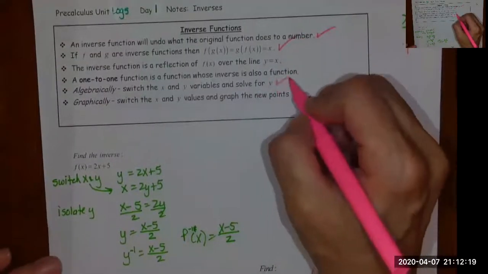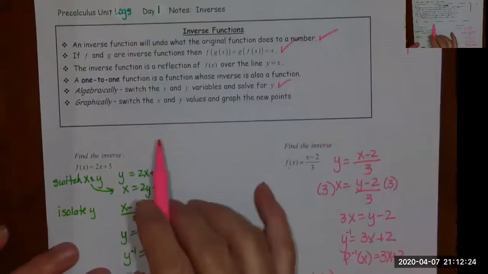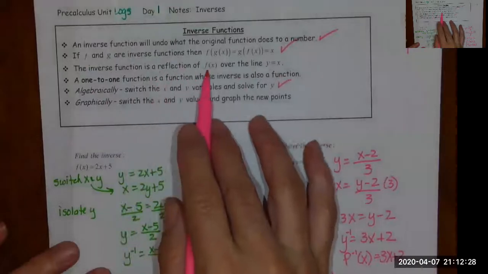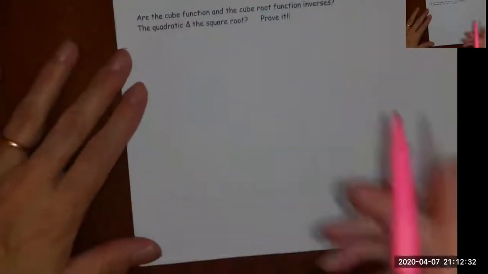We looked at algebraic and we looked at numeric. Now I want to look with you, the inverse of a function is the reflection over the y equals x line. So let's look at that.